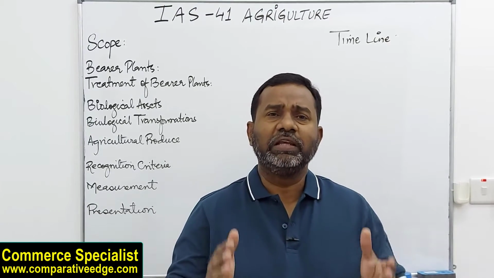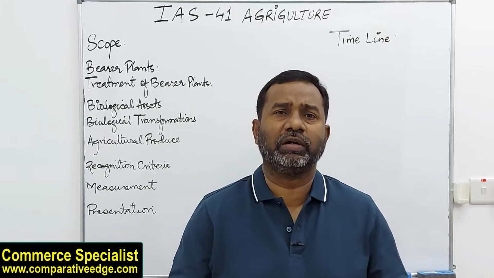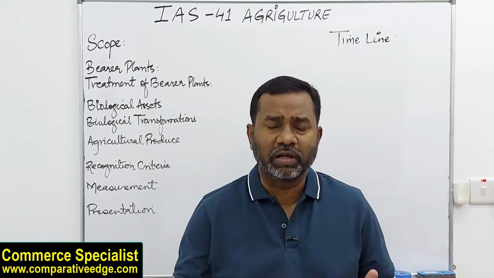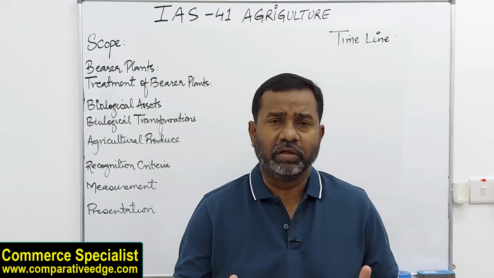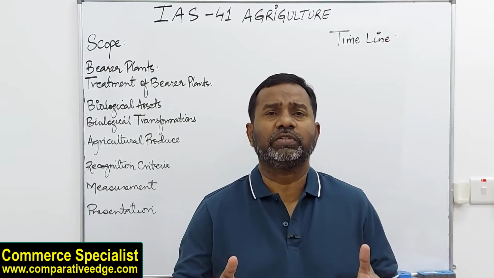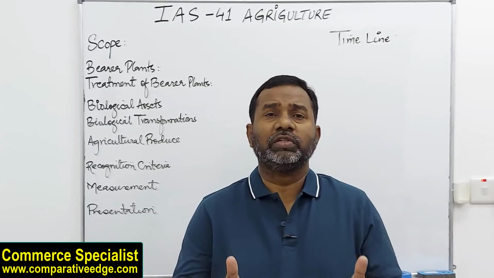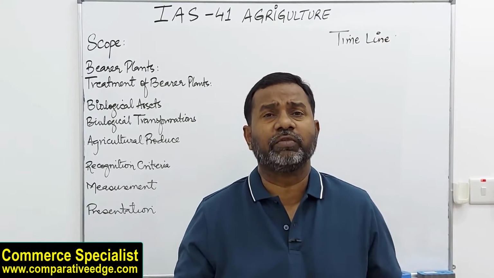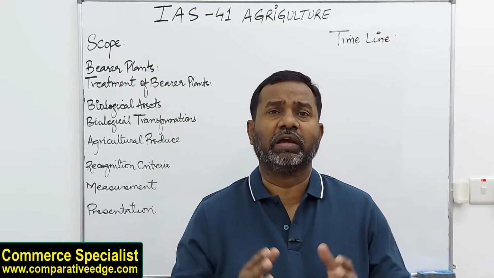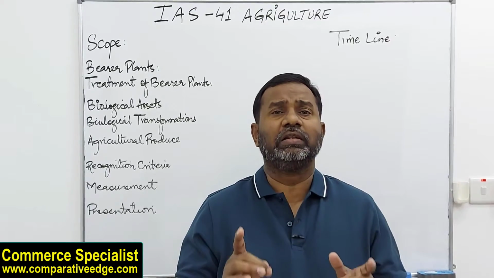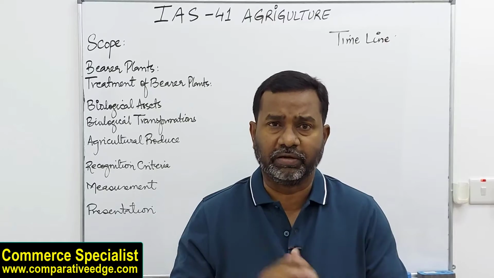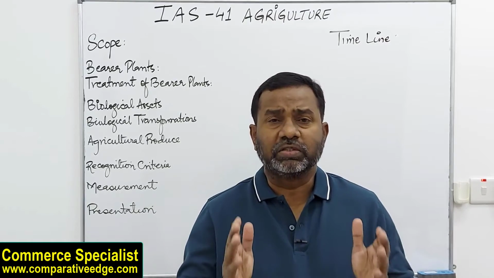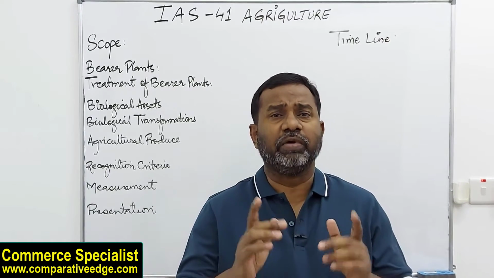When we are discussing any International Accounting Standard or International Financial Reporting Standard, it is important to understand the scope of the standard. This means, what does this standard cover? So IAS 41 Agriculture covers the accounting treatment for biological assets and agricultural produce till the point of harvest or slaughter. I'm going to explain that. What IAS 41 does not cover is the bearer plants.